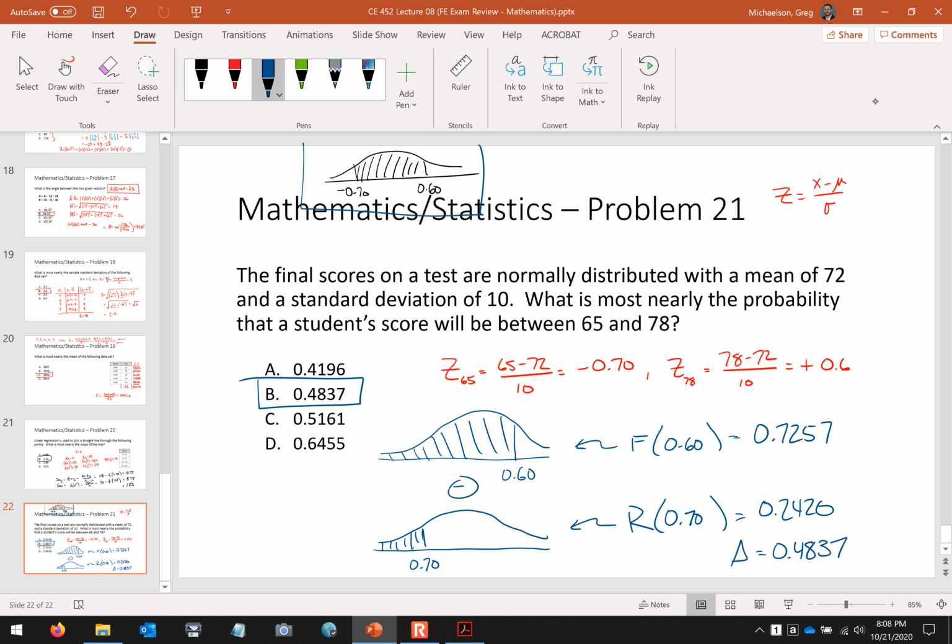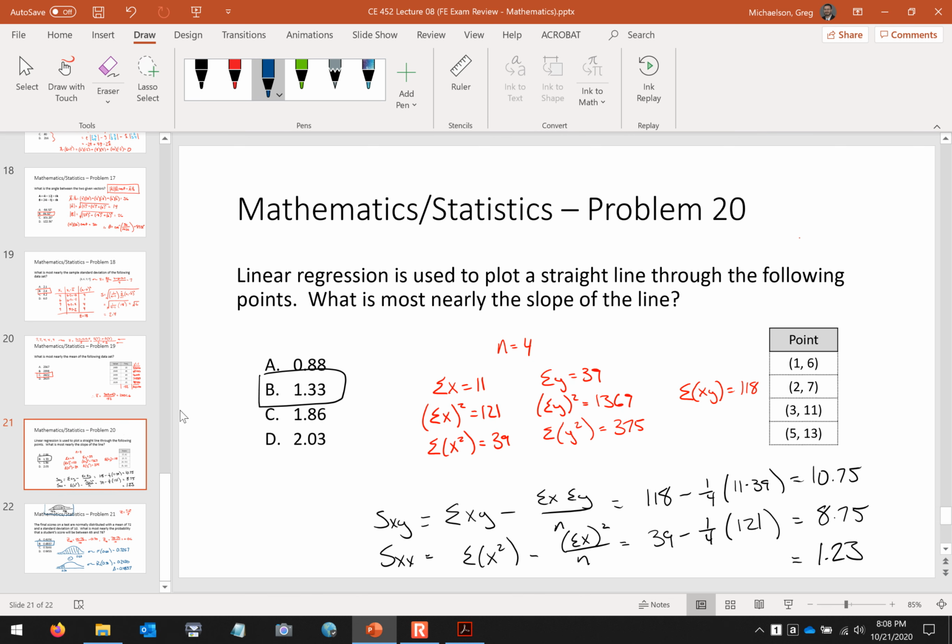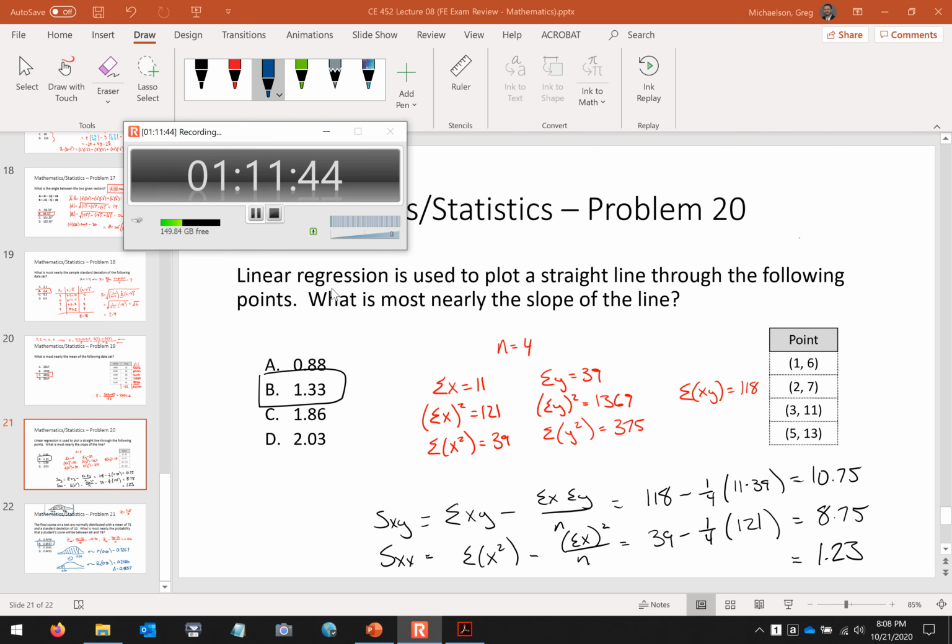Okay. Before I call it, I want to pause my recording real quick. I want to take a look at this problem 20 real quick and make sure that I clarify and see if there's any issues with my calcs here. So give me 1 sec. Let me look through this.